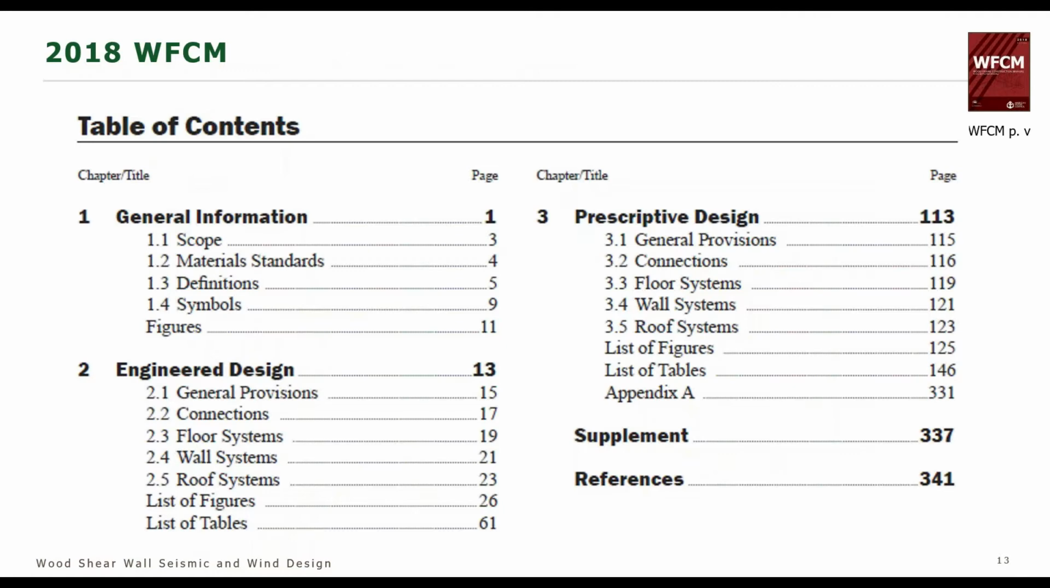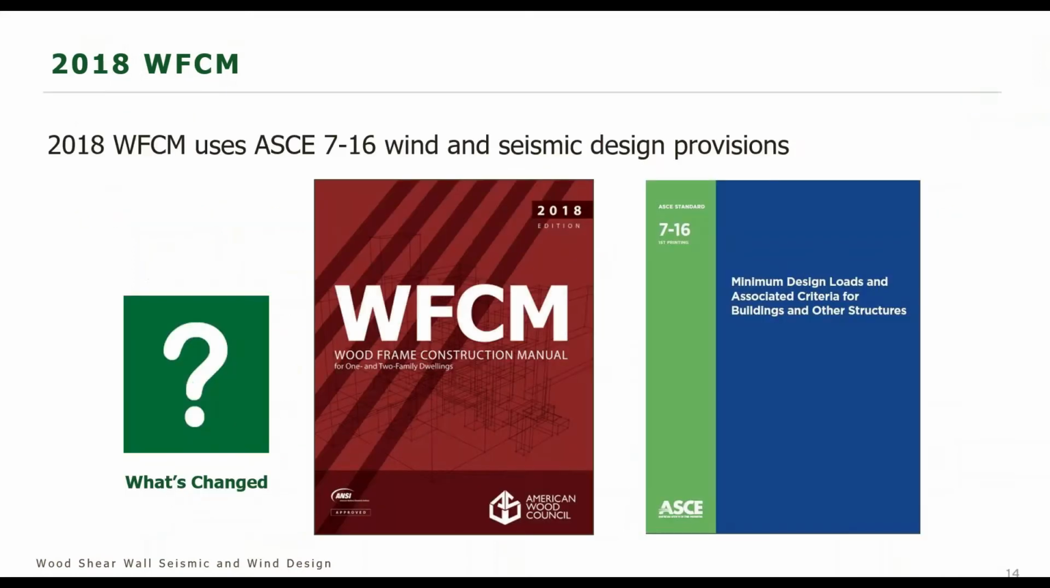Here's the table of contents for the WFCM. You'll see it has 3 chapters. We've already looked at chapter 1 a little bit, which is the general information, the scoping of the structures that can be designed with this document. Chapters 2 and 3 provide parallel paths of design. They are either an engineered design, which can be found in chapter 2, or prescriptive design, which is in chapter 3. There are some differences in these design provisions, as you might have guessed, based on the titles, but you can use either of them and design a fully code compliant structure.